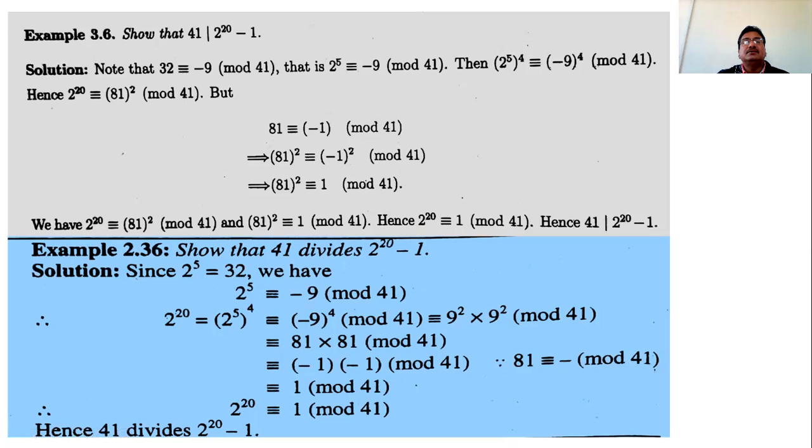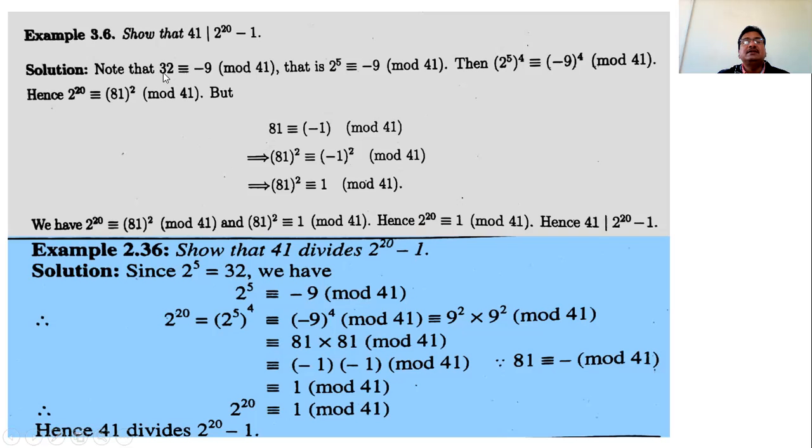So we start with this: 32 is congruent to minus 9, the answer given by two methods. The first method is this: 32 is congruent to minus 9 modulo 41, because 41 divides 32 minus minus 9, which means 32 plus 9. So 32 plus 9 is 41, and 41 divides 41, therefore 32 is congruent to minus 9 modulo 41. We start with this: 2 raised to 5 is congruent to minus 9 modulo 41.